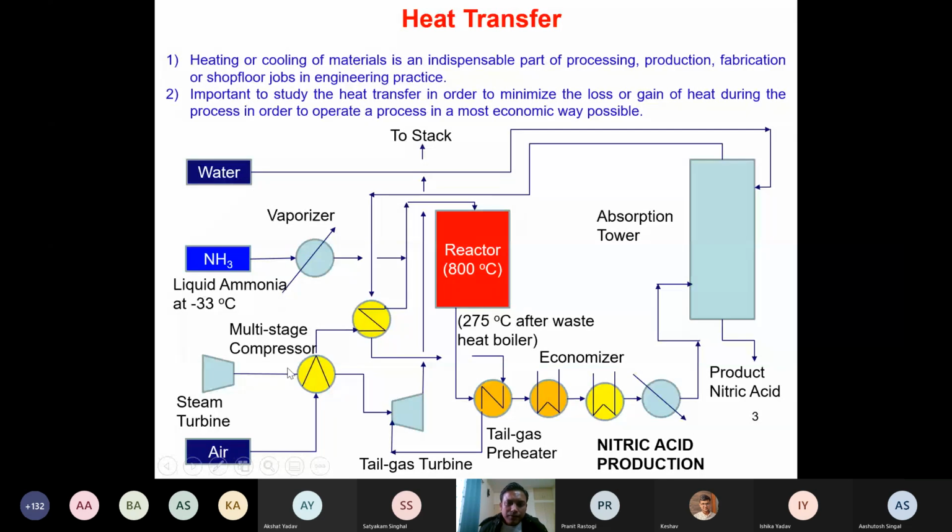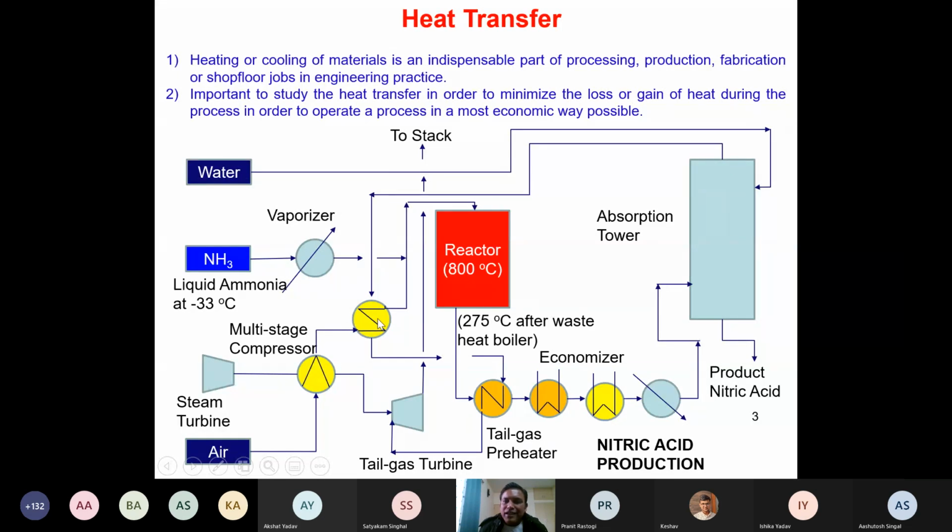Again, the air is taken from the ambient. Air is compressed in a multi-stage compressor. So during the compression, again the temperature of the air increases. In general, a two-stage compressor is used. Again, the heat generated in this compression process is used for heating the tail gas coming out from the absorption tower.